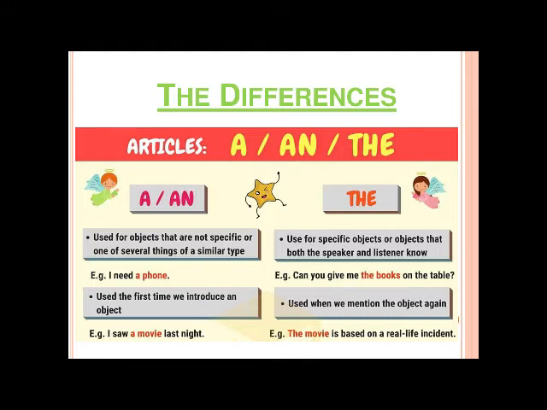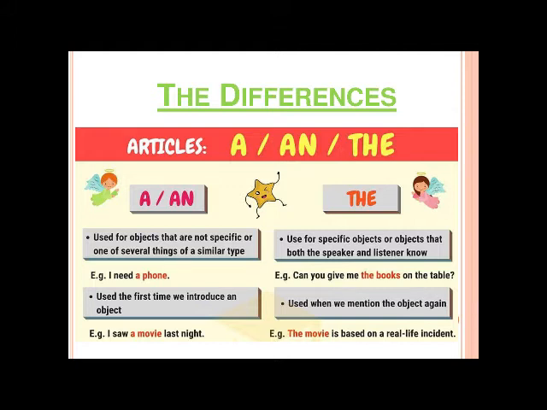But when I'm using the, then it will be used for specific objects or objects that both the speaker and listener know. Now suppose you are holding a phone in your hand, then I'll say to you, give me the phone. Now you also know and I also know which phone I am talking about. It is the phone which you are holding in your hand. So the is used when we are referring to an object about which both the speaker and listener know.